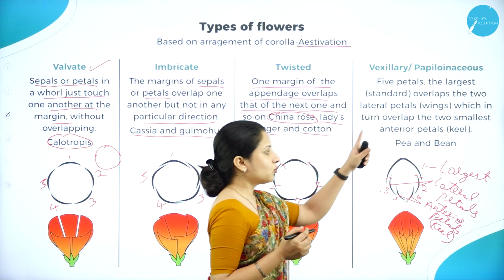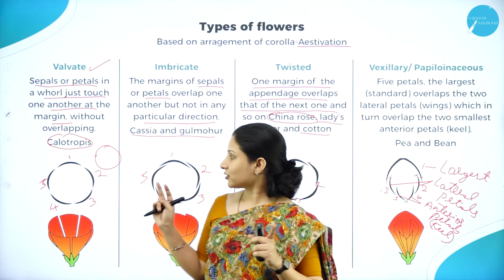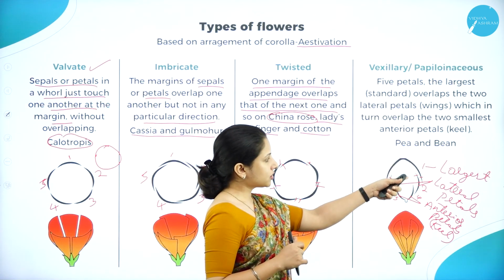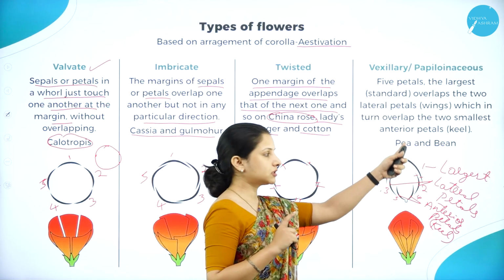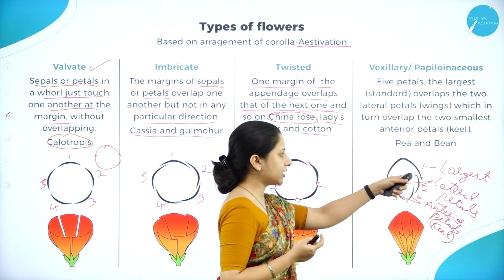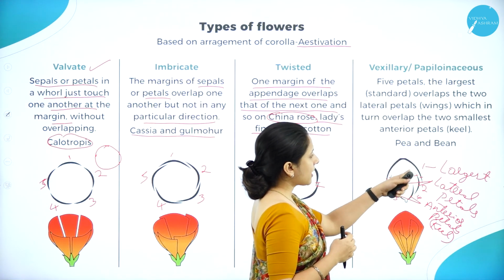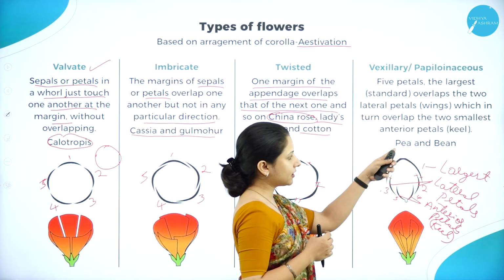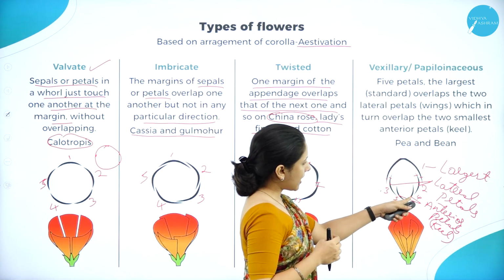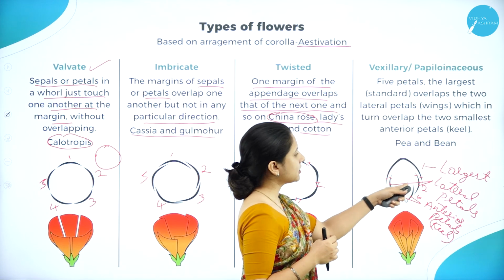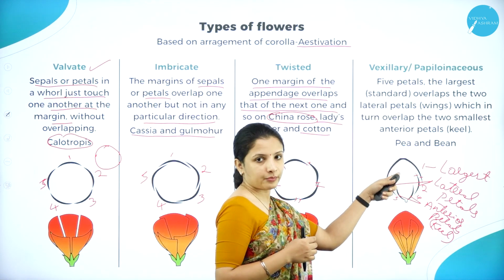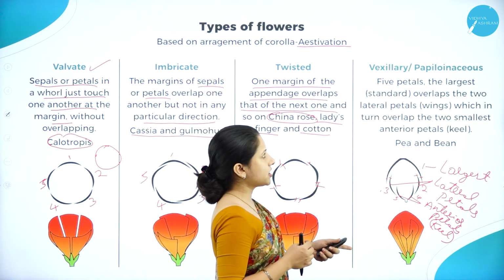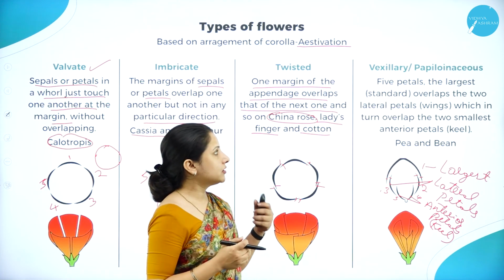So what happens here? 5 petals will actually be there. Among the 5 petals, one is the main petal, which is the largest petal, and it is also called a standard petal. That one large petal, at the margin, will overlap with the 2 lateral petals, which are smaller than the largest petal, and then the anterior petals, which are also called the keel, will overlap with the lateral petals. So these are the smallest petals that are present. So such a condition is called vexillary or papillonaceous estivation.